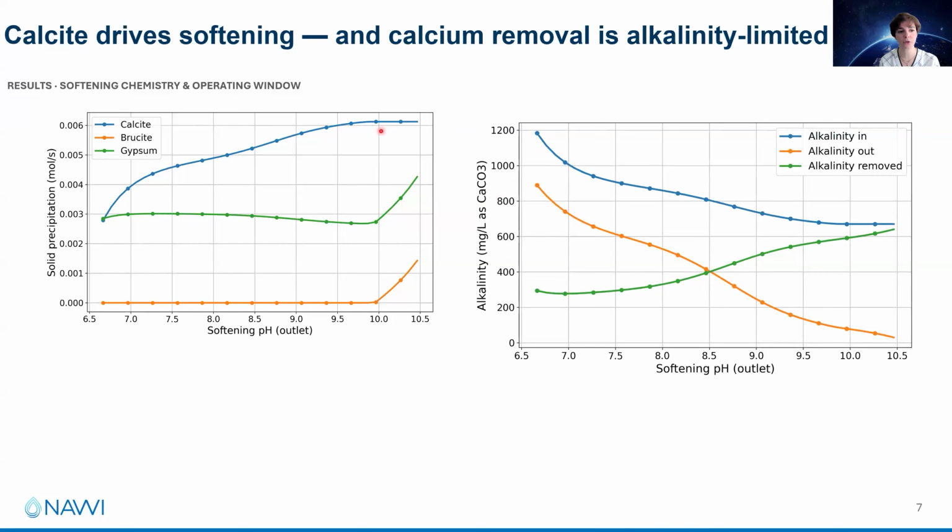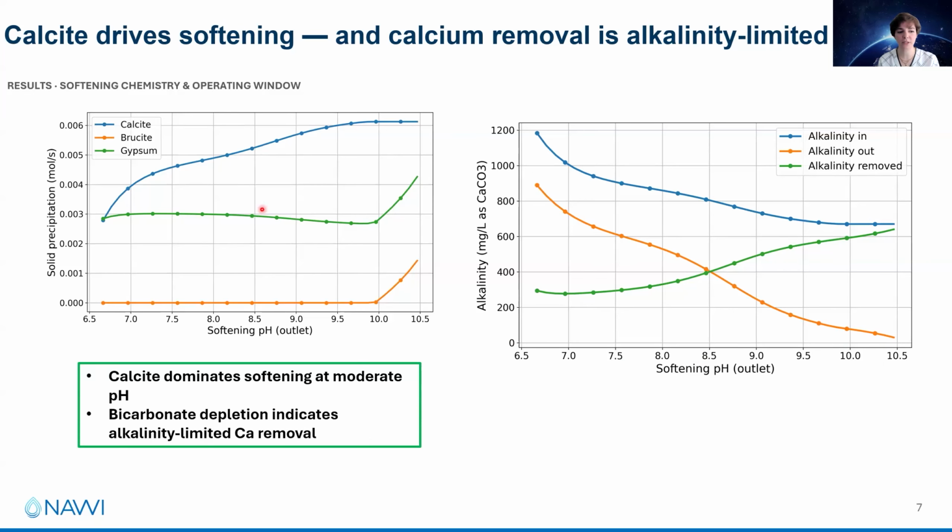For example, you want to know why calcite is behaving like this, you will have the alkalinity graph result as well. And this shows you why. It shows you that the alkalinity in and alkalinity out of your softening reactor are converging together as you're increasing your pH. And so it shows you that your calcite precipitation is actually alkalinity limited, and that's why you will see this plateauing trend for your calcite.